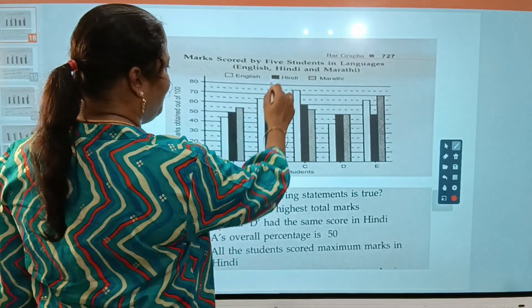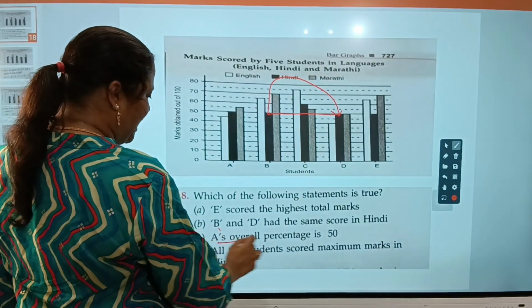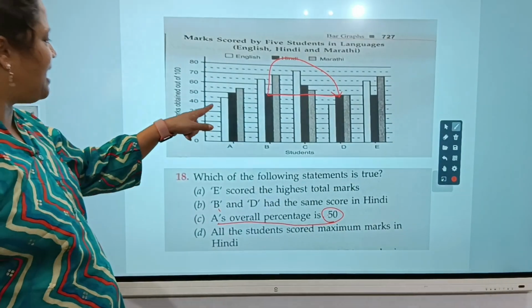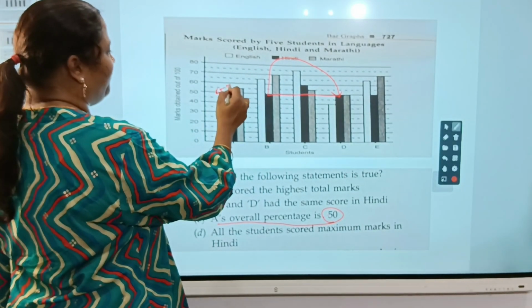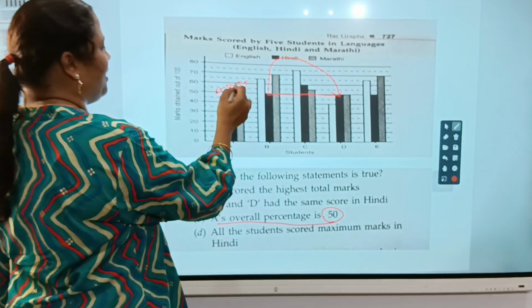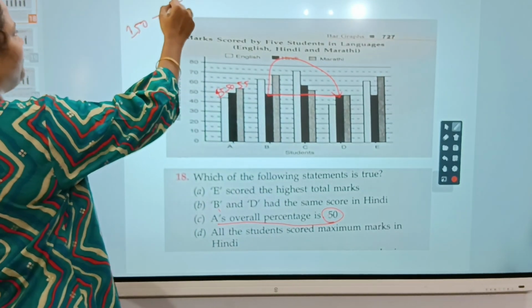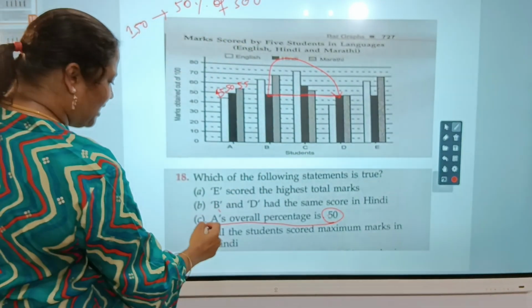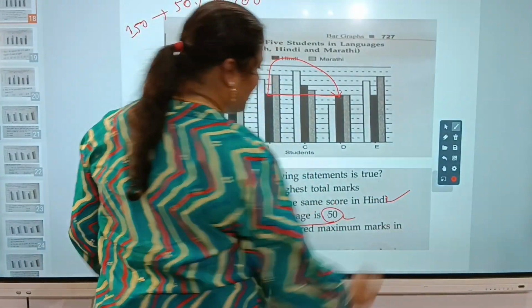Okay, if you see, B and D got the same score in Hindi, it is true. And again A's overall percentage is 50. This statement is also true because A got marks in English 45, Hindi 50 and Marathi 55. The overall marks come to 150. 150 is 50% of 300. So this statement is also correct. Okay, B and D had the same score in Hindi is also correct.